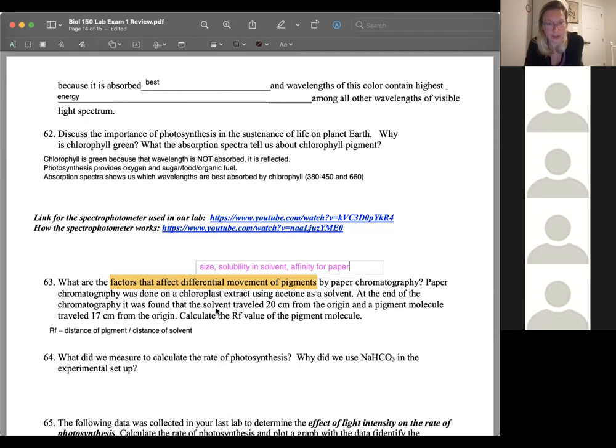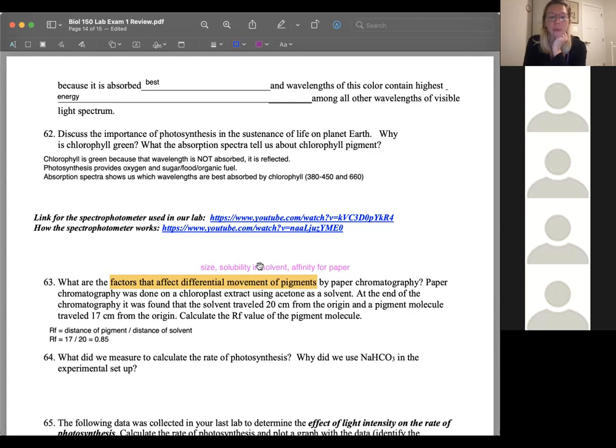Okay, so here it tells us that we found that a solvent traveled 20 centimeters from origin and a pigment molecule traveled 17. So we already have this formula written out, which is another one that you'll have to memorize for the exam. So we're looking at 17 divided by 20. And so 0.85. Could you repeat your answer? 0.85. Thank you very much.